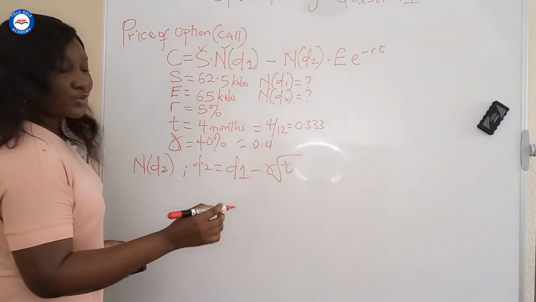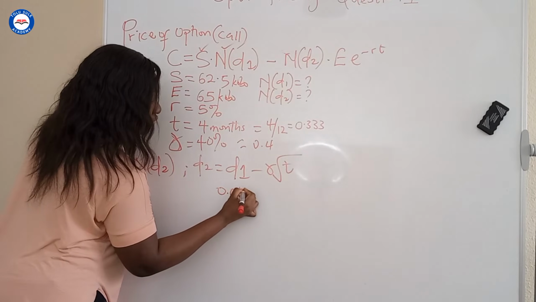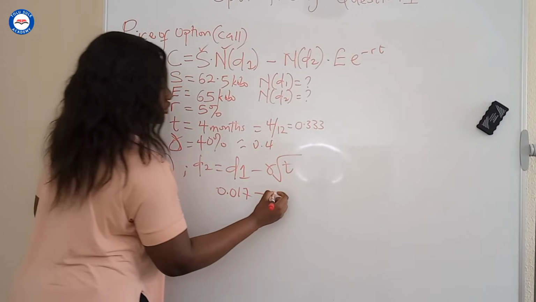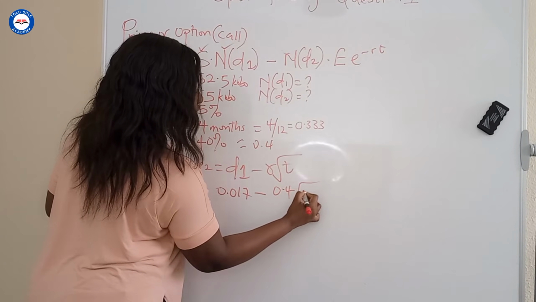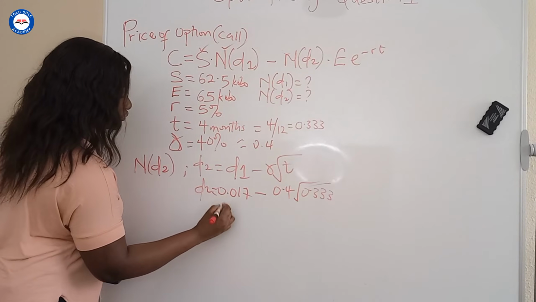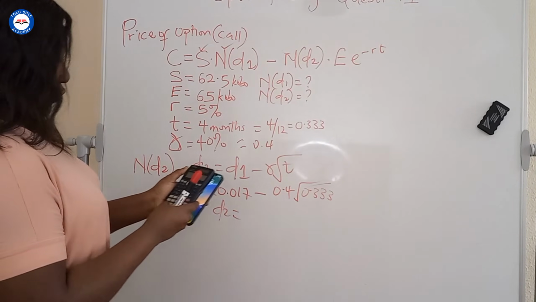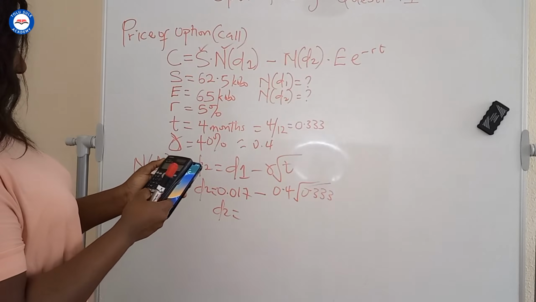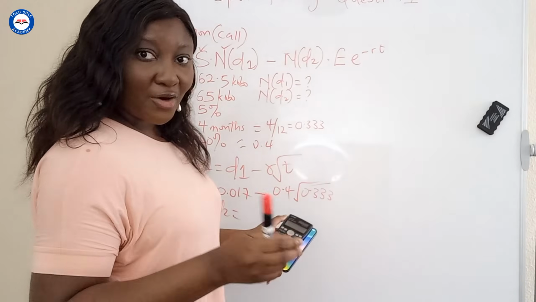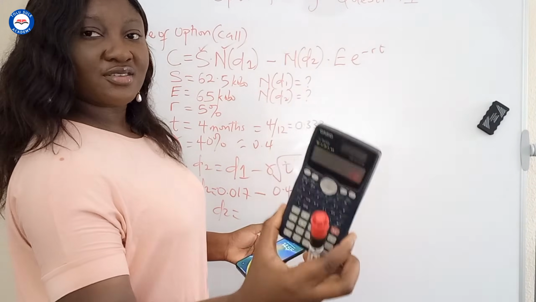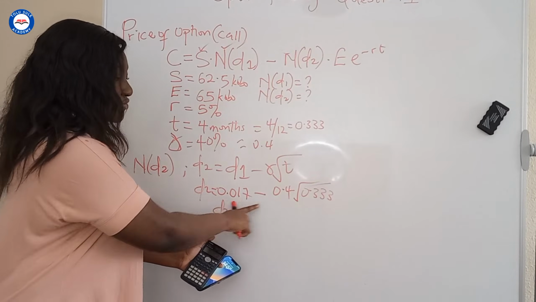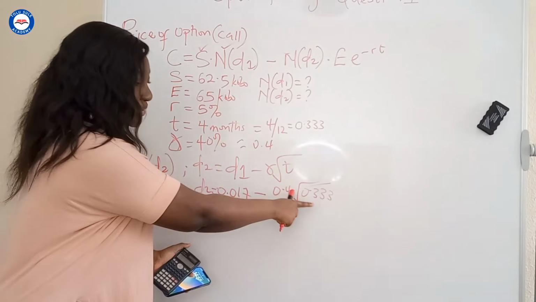And don't forget that we got our D1 to be 0.017. Yeah, 0.017 minus, what is our standard deviation? 40% root T, 0.333. Right? Remember that. So you have your D2 to be equal to 0.017 minus. Okay. You know why I'll pause there? Look at the calculator I'm using. It's not natural display. If it was natural, I would have put in this. So don't go and put 0.017 minus this. You'll get something. You're now going to multiply. No.